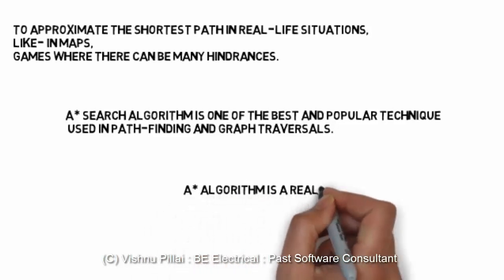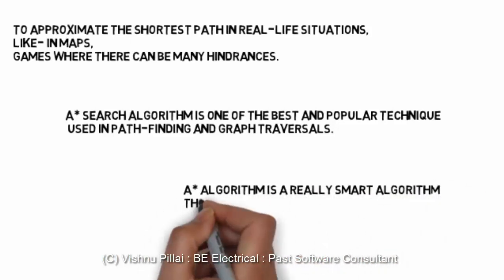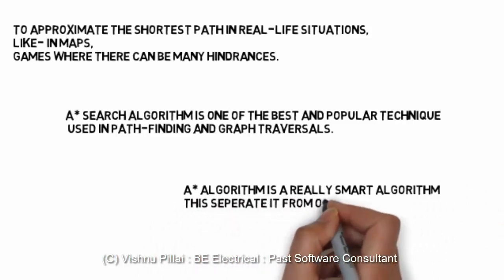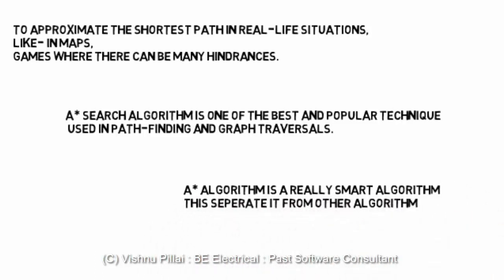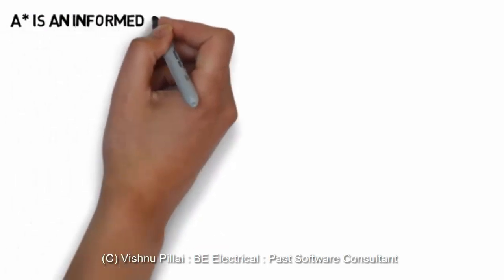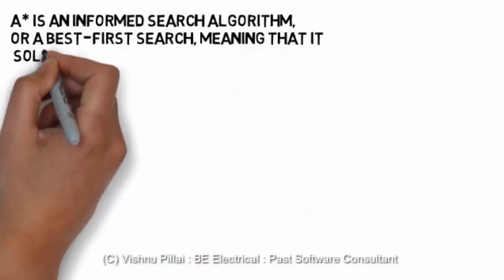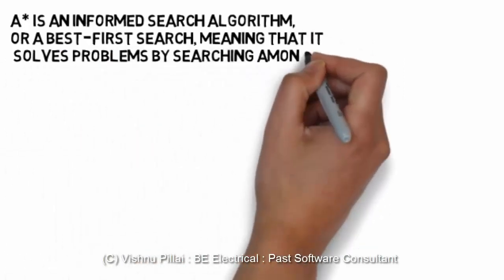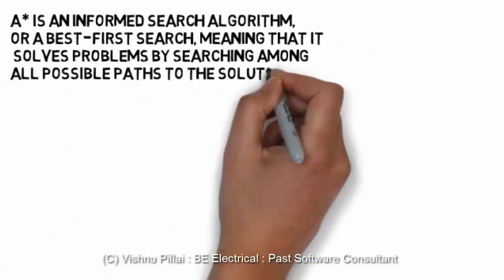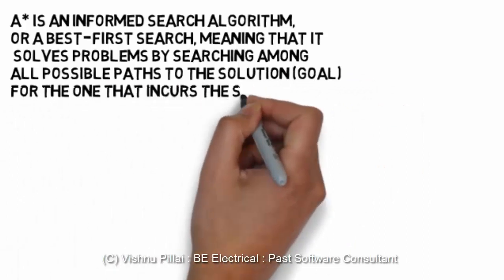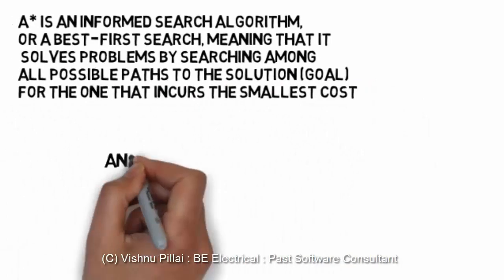A-star search algorithm is one of the best and popular techniques used in pathfinding and graph traversal. A-star algorithm is a really smart algorithm. This separates it from other algorithms. A-star is an informed search algorithm or a best first search, meaning that it solves problems by searching among all possible paths to the solution goal for the one that incurs the smallest cost.